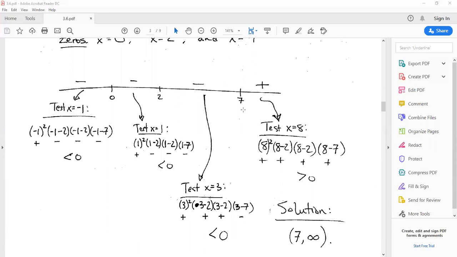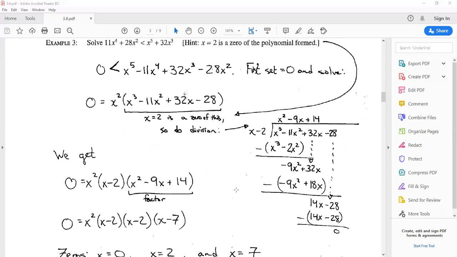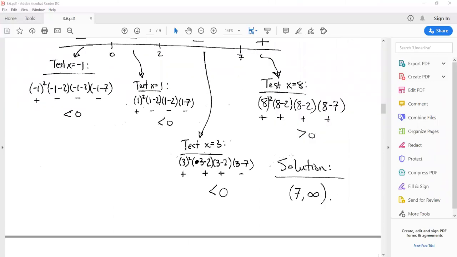And okay, in the last possible case here, I'll test x equals 8. That's a number that's bigger than 7. And I finally get something that is actually bigger than 0. And so we were tasked with finding what intervals this 5th degree polynomial is bigger than 0 on. And it turns out it is just this last one here, the interval from 7 to infinity.